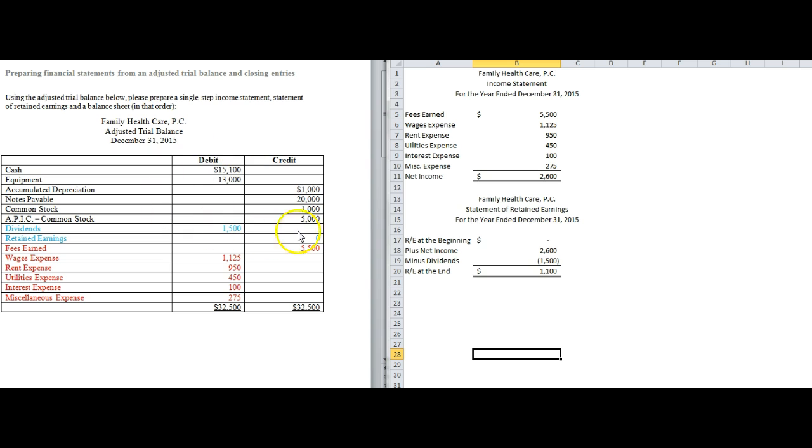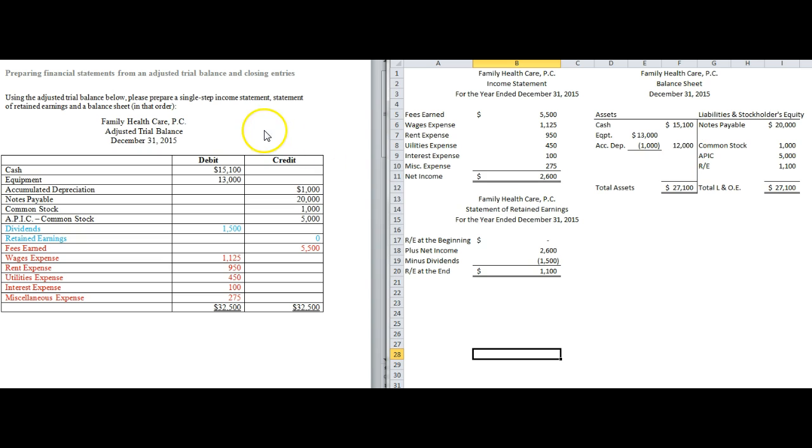And to create our balance sheet, all those accounts are right up there at the top. So it's all very mechanical when we get to creating the financial statements. On the left-hand side are our assets. Cash is the first asset we always list. Then we have equipment of $13,000 minus accumulated depreciation of $1,000 to give us a net book value of $12,000. Remember, accumulated depreciation is a contra asset account. It hangs out with the assets, but it has a credit balance. So that gives us total assets of $27,100.